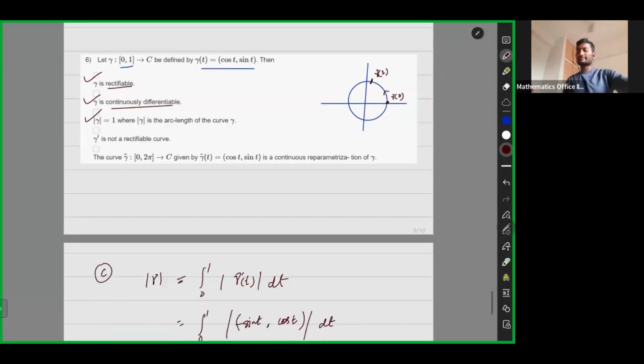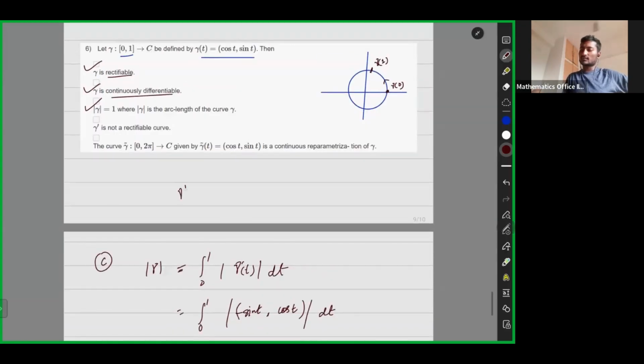This is also correct. Gamma prime is not a rectifiable curve. No, right? Because that is also continuously differentiable. So what is gamma prime? This curve. Gamma prime t is (minus sin t, cos t). This is also continuously differentiable. Same logic: sin and cos are infinitely differentiable. So gamma prime is rectifiable also. So this is wrong.